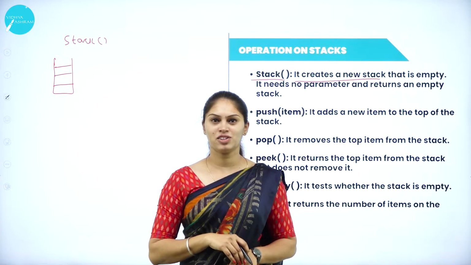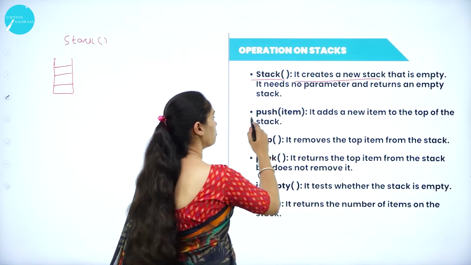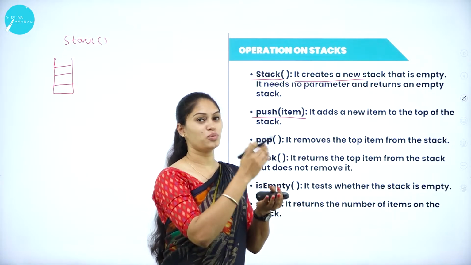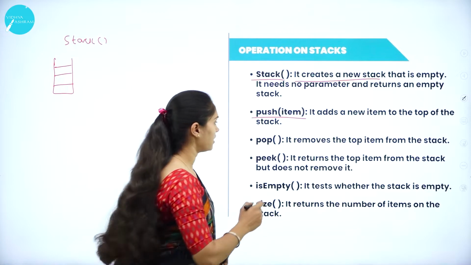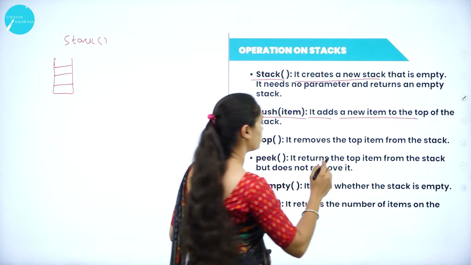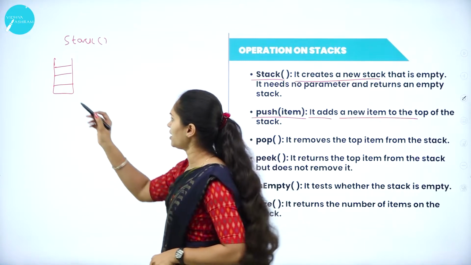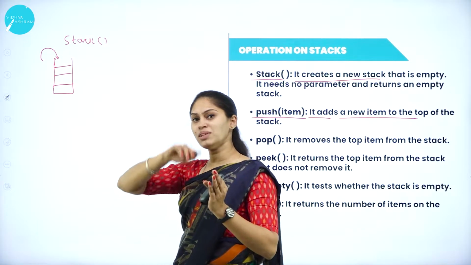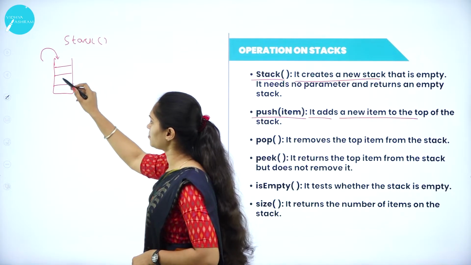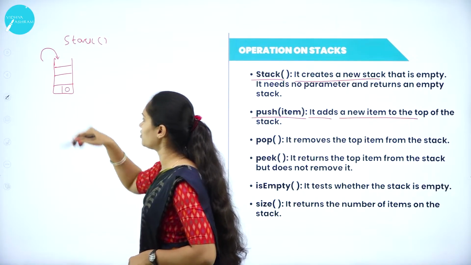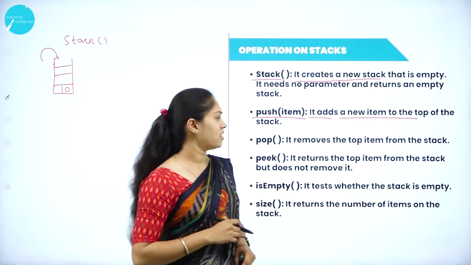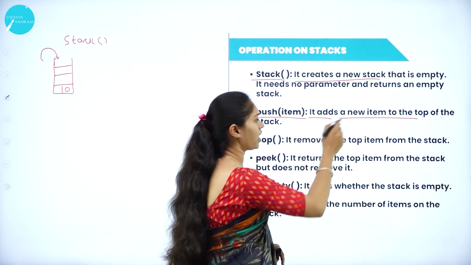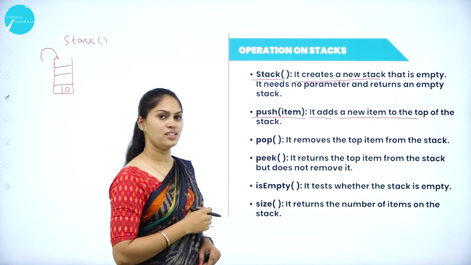Now I want to add a new element to the stack. That is nothing but what? Push operation. So, push of item. I am going to push an item to the stack. It is going to add a new element to the top of a stack. So, which is the top here? That is this one. I am going to add an element from the top to the stack. So it will come here and reach the first position. That is 10. The element is 10. So push means I am going to add a new data item to the top of a stack.